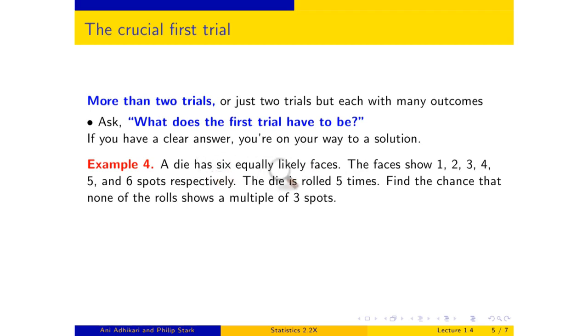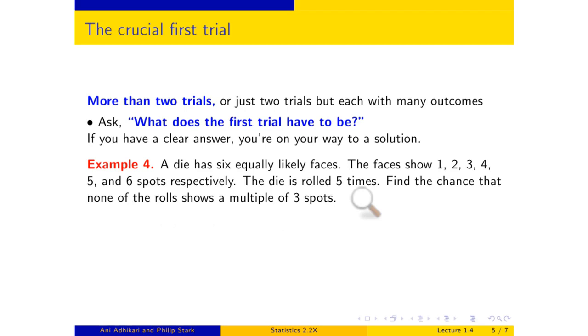So I'm looking at a die. It has 6 equally likely faces. If I just say die, you can assume that the 6 faces are equally likely. If I have an unbalanced die, I'll say so. And the faces show 1, 2, 3, 4, 5 or 6 spots. I'm going to take this die and I'm going to roll it 5 times. Right, so there's no way I can draw a table. I have 5 dimensions. I want the chance that none of the rolls shows a multiple of 3 spots.